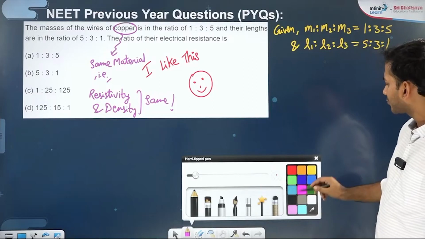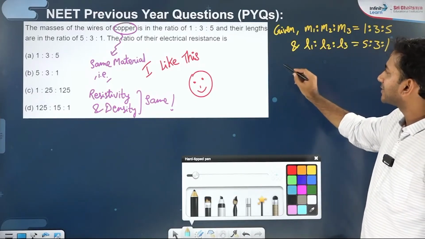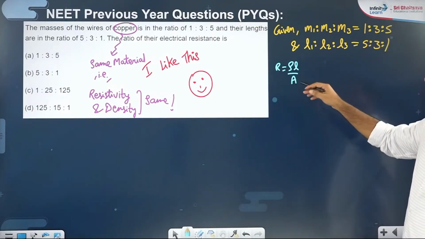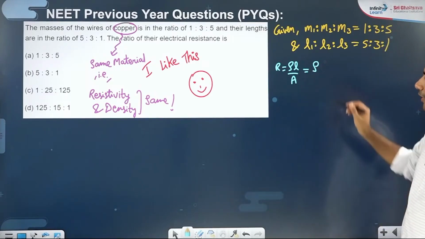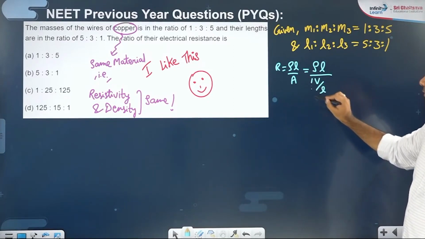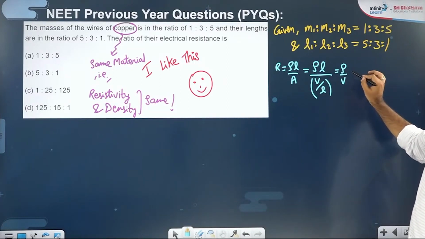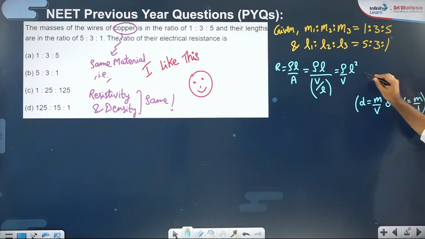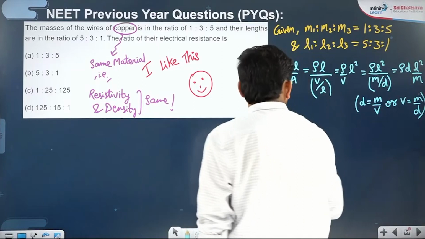Now, we can proceed like this. The electrical resistance R will be equal to rho L by A. But we don't have the idea regarding the area or the resistivity. Let's say the resistivity is rho only. The length is given as L, because length we know. And area can be written as volume by length. So what you got is rho L square by V. Now we also know that density is equal to mass upon volume, or volume can be written as mass by density. So what you got is rho d L square by m.